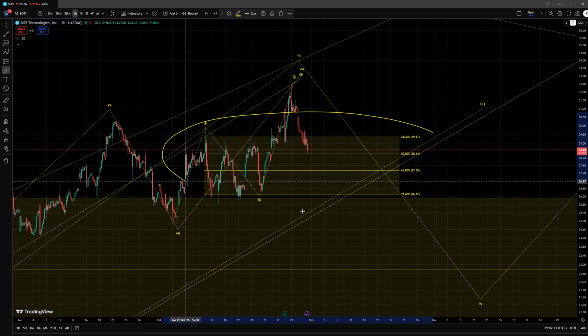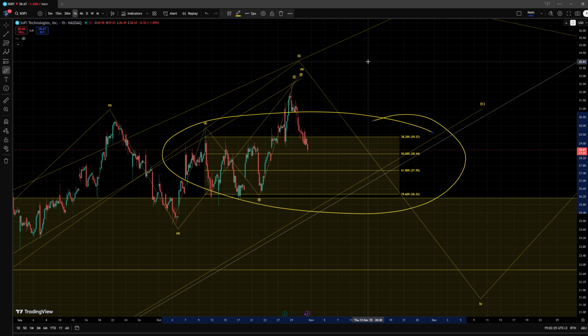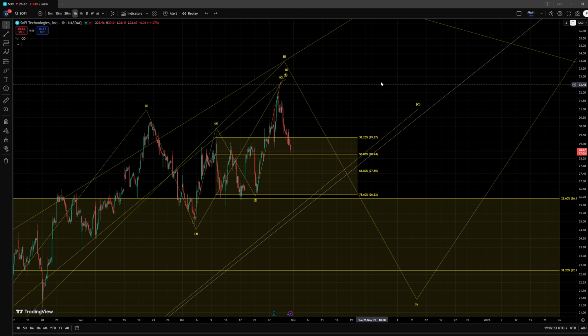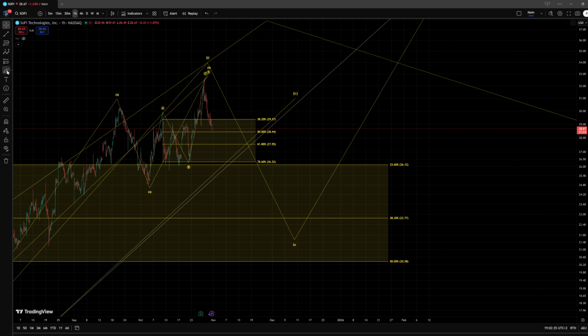Now, this is a more generic support zone that I will be tracking, and if we manage to fall below the 78.6% retracement, it is most likely that we have topped, okay, and we will be tracking possibly a much deeper retracement, a much deeper correction here within the wave 4.